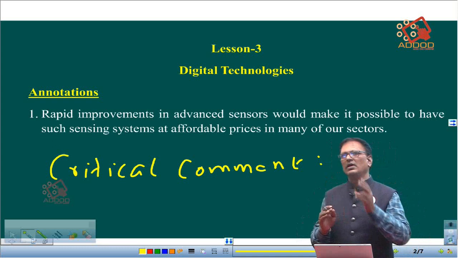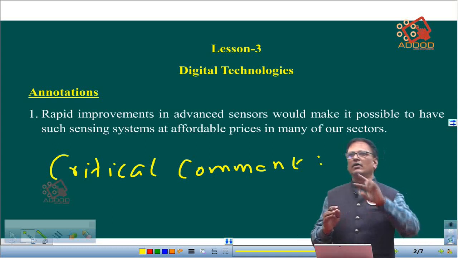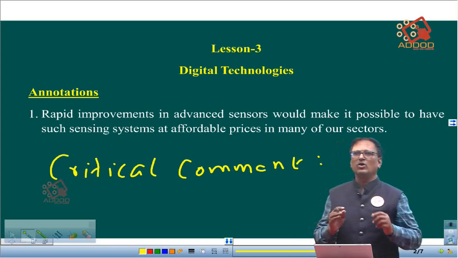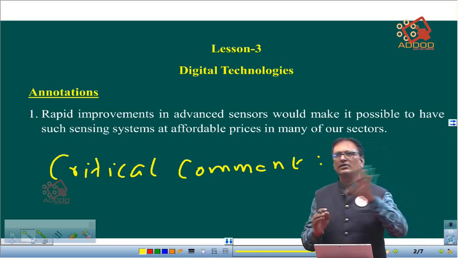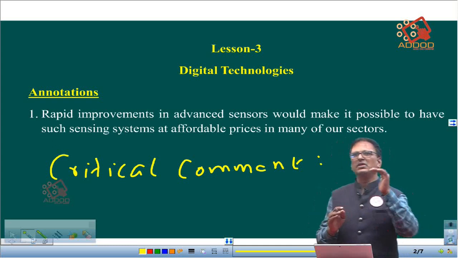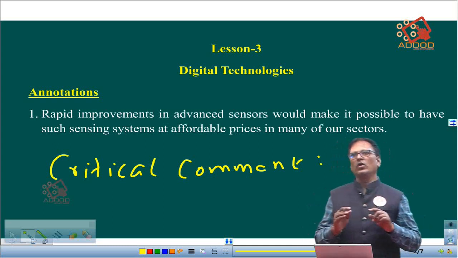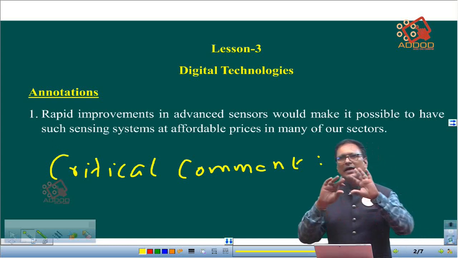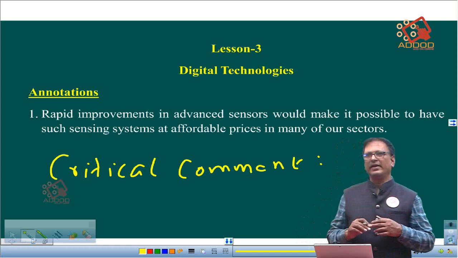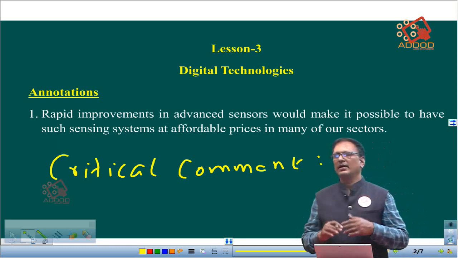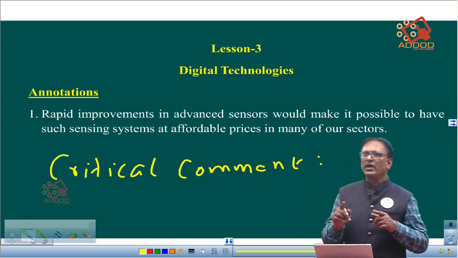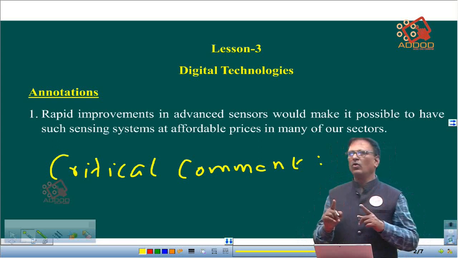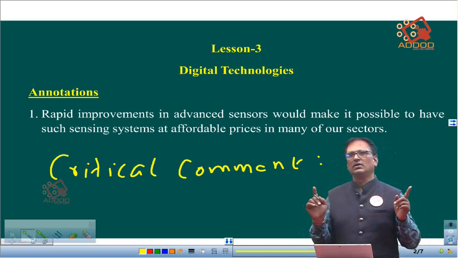Only two things: the name of the author and the context from which those lines have been taken from the lesson. That's it. And the second part, meaning. Under the meaning, what are you going to explain? Whatever annotation is given, that particular part should be explained. And third comes the critical comment. As I have just said, purely your own ideas.